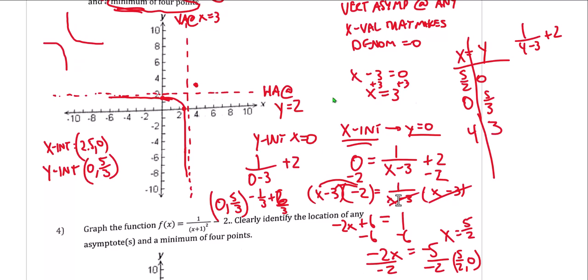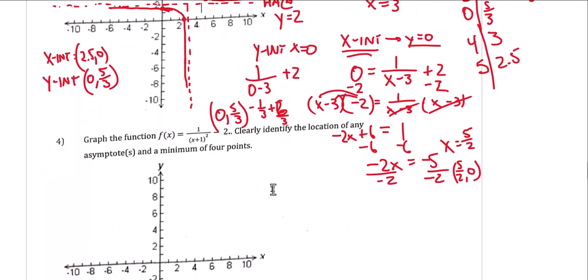So that's another point. And then how about a fourth point? Why don't we just use 5? So that's 1 over 5 minus 3, plus 2. That's 1 over 2, which is 1/2, plus 2. That's 2.5, or 5 halves. So that's 5 comma 2.5, which is about there. And again, the other leg is going to look something like that. So there are my vertical asymptote, my horizontal asymptote, the 4 points, 1, 2, 3, 4, and my graph nicely sketched here.